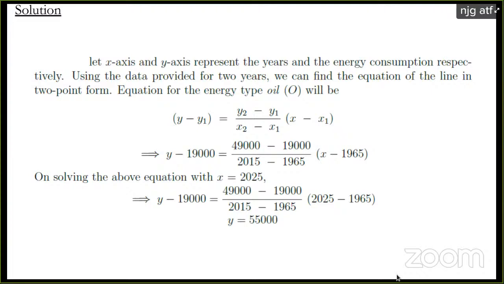Now we wanted to calculate for the year 2025. So my variable x takes 2025, and you can calculate the value of y, which is the energy consumption expected in the year 2025. Just substitute 2025 in this equation and you will get the y value. After calculating, the y value is 55,000, but in our option it is given that small o is equal to 64,000, so that option is false.